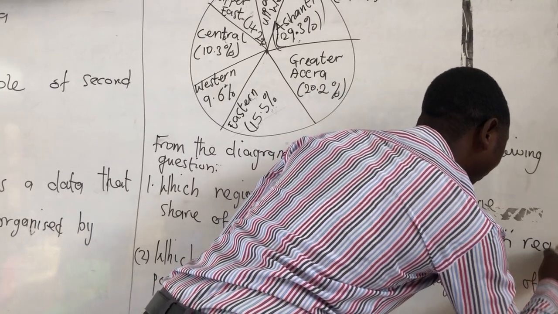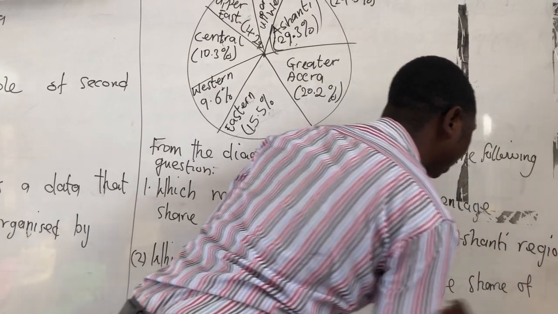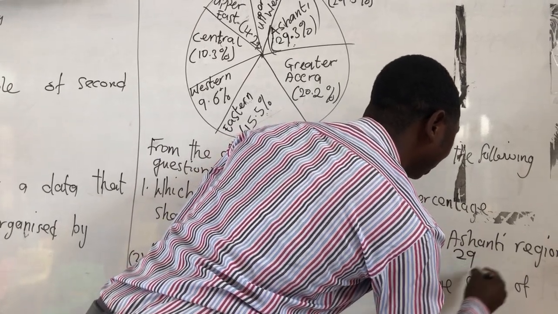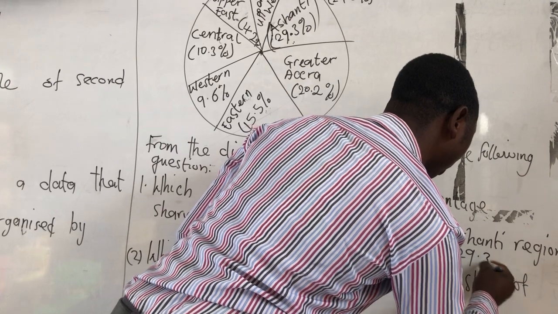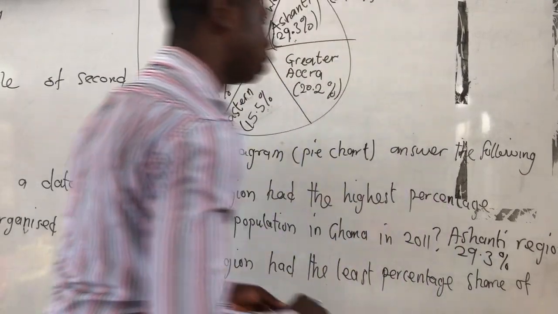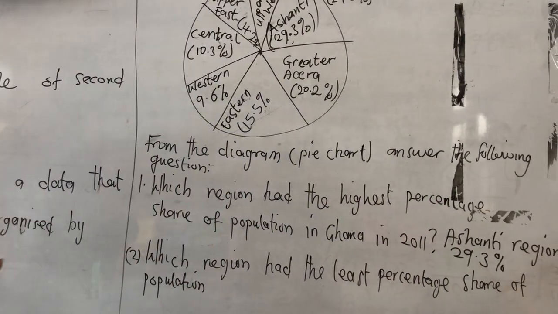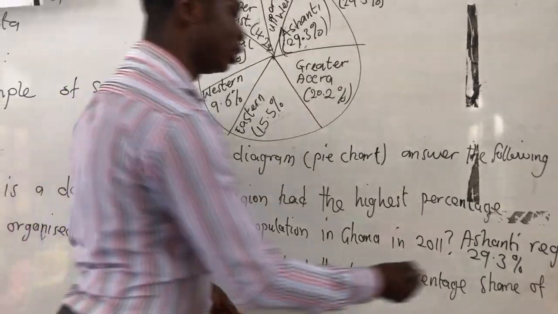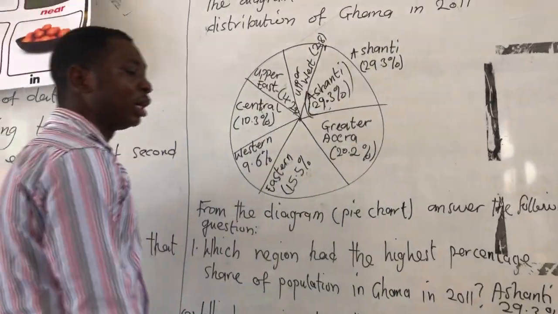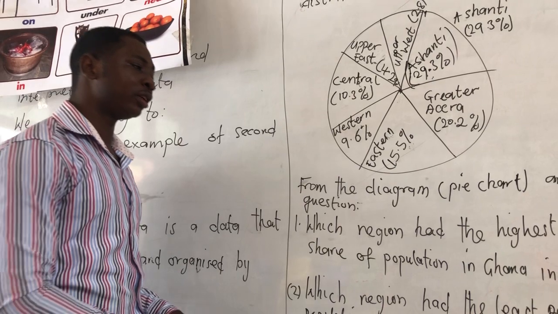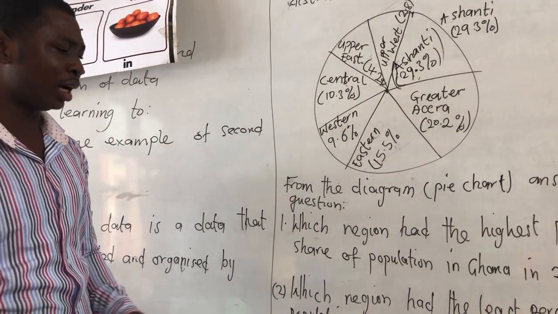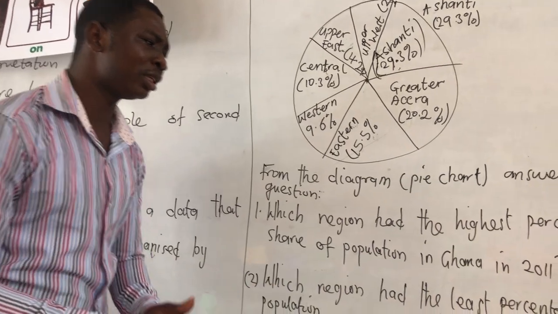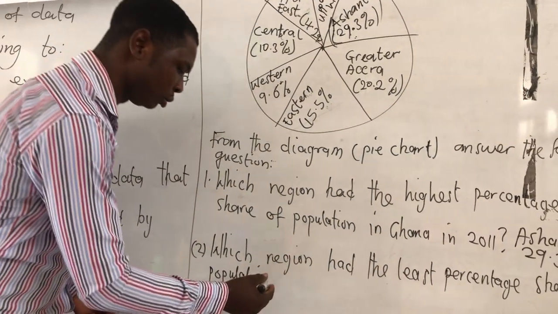So let's say it's Ashanti region, and the percentage is 29.3%, because there's no space there, that's what I'm writing here. So Ashanti region has the highest percentage, the figure 29.3%.